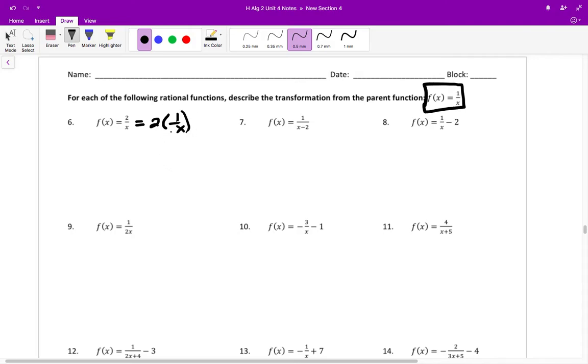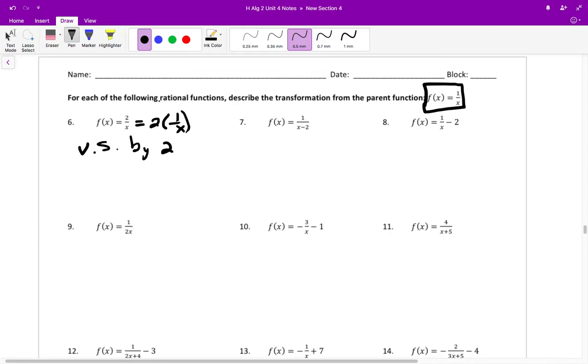1 over x is just the parent function. The 2, which is a number out in front, is being multiplied. Which, remember, whenever you're multiplying a parent function by some number which is in front of it, that's either a vertical stretch or a vertical compression. For this one, because 2 is bigger than 1, we would say that this is VS, a vertical stretch, by 2.